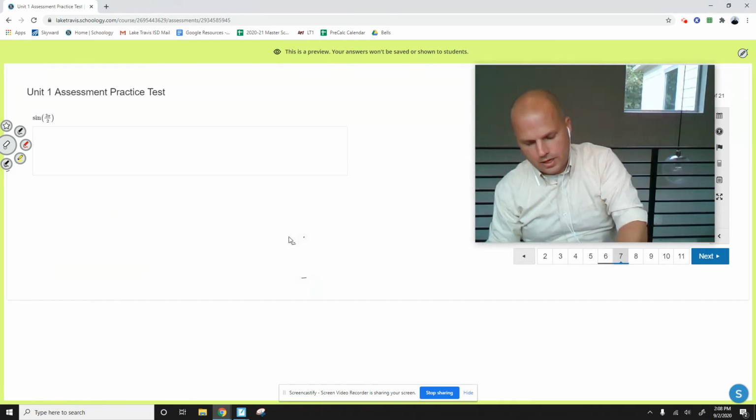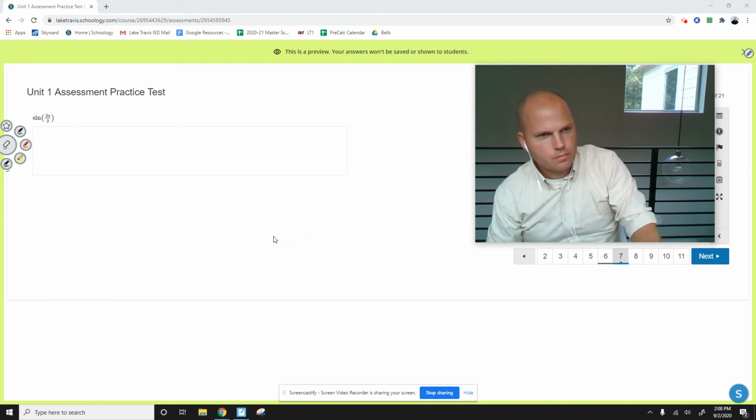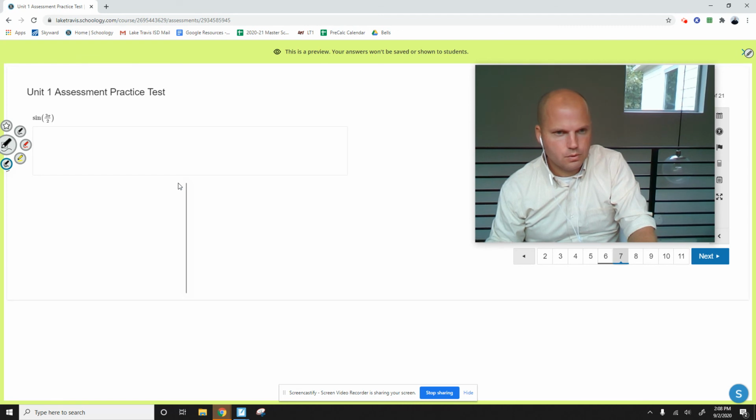Sine of 3 pi over 2. So now we're at an extreme. So the extremes, how do we deal with these extremes? Okay, first we got to know where 3 pi over 2 is.